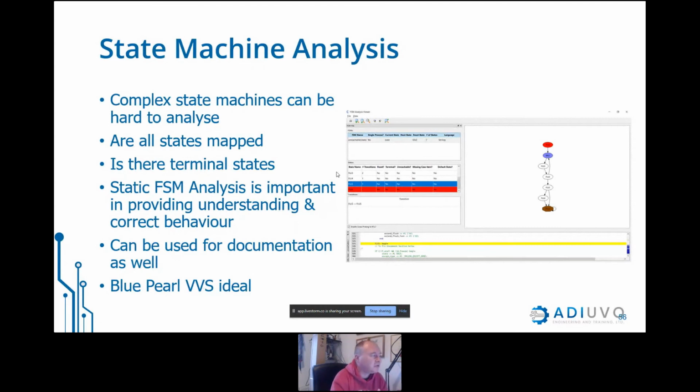So we can do the analysis in Blue Pearl of our state machines to check that we've got all the states mapped, to check that there are no terminal states, and to check that we've addressed the design correctly, so we've got the correct power of 2 states used, and that we've not got any inadvertent design errors in our FSMs. Because it's static analysis, it doesn't take very long to run. It's certainly a lot quicker than waiting 8 hours for a simulation, only to find out that you've popped into an illegal state.